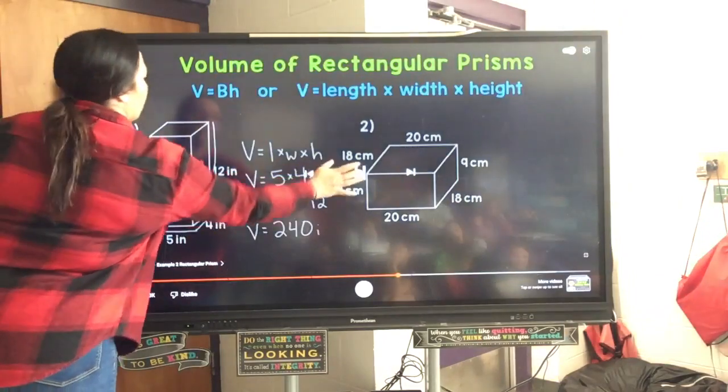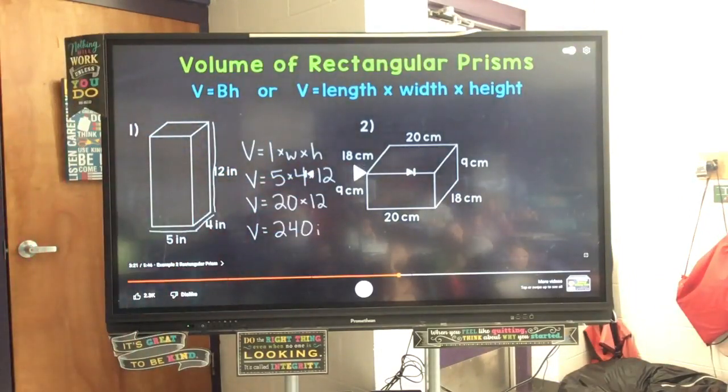I want you guys to map with a calculator, find the volume of number 2 in your notebook.